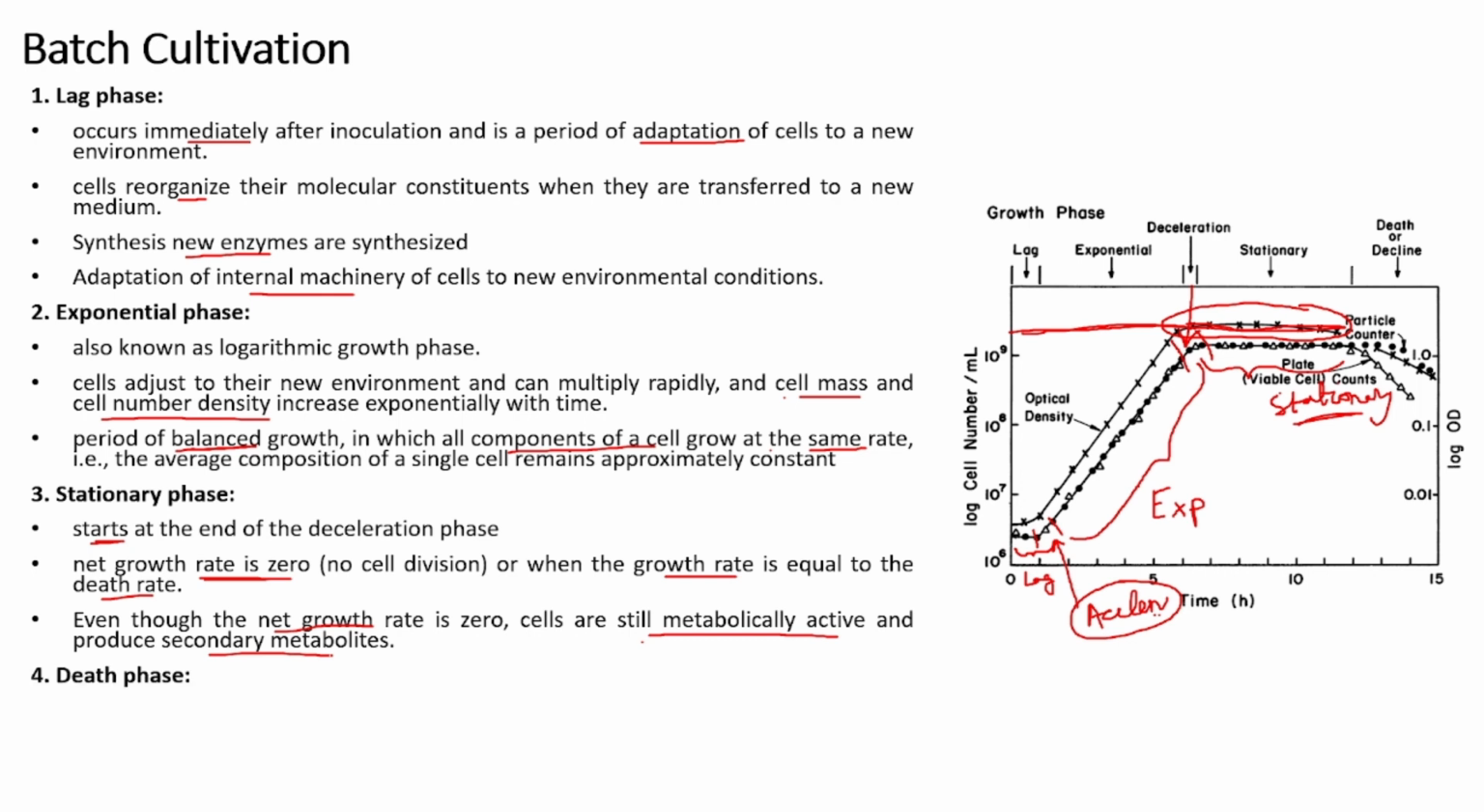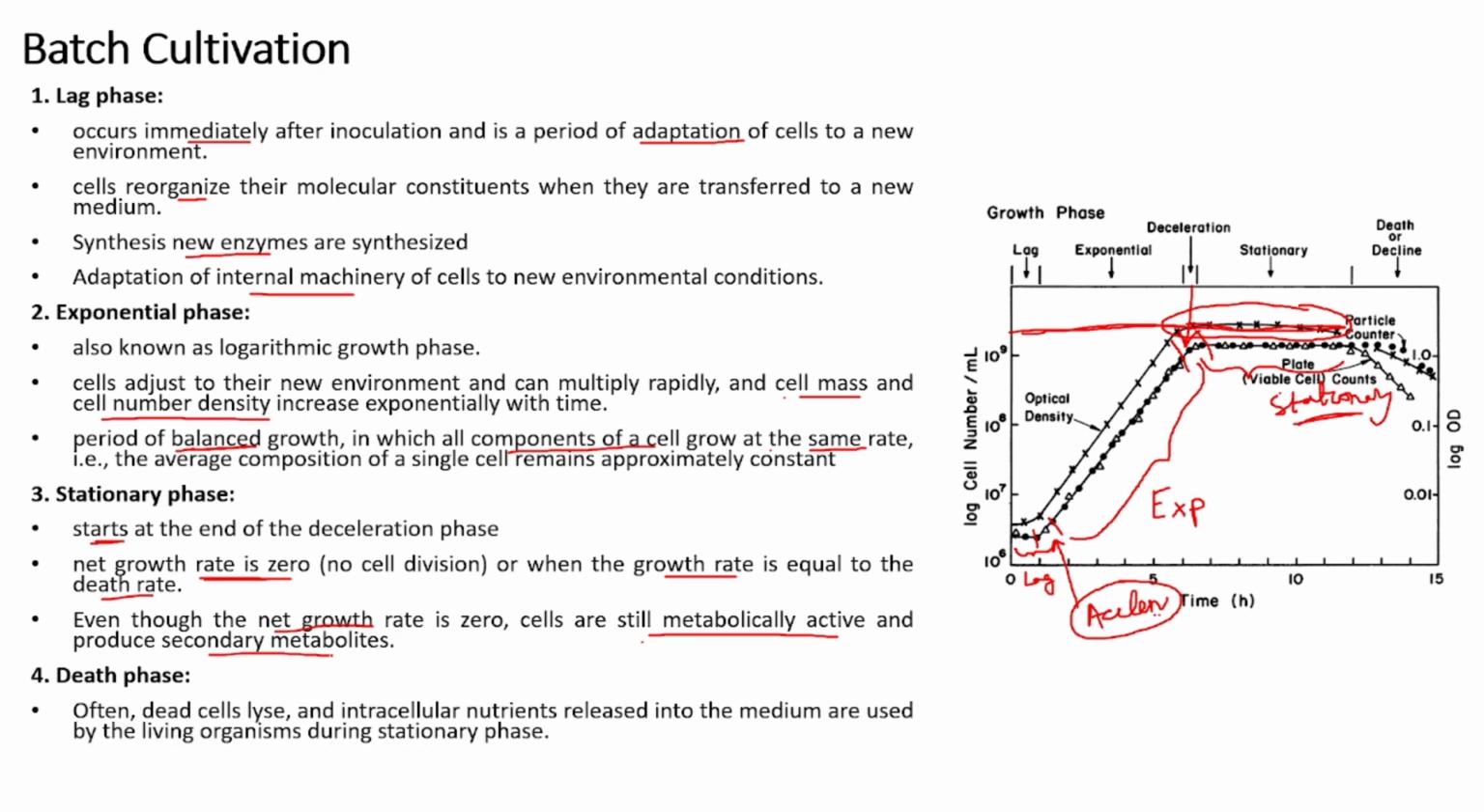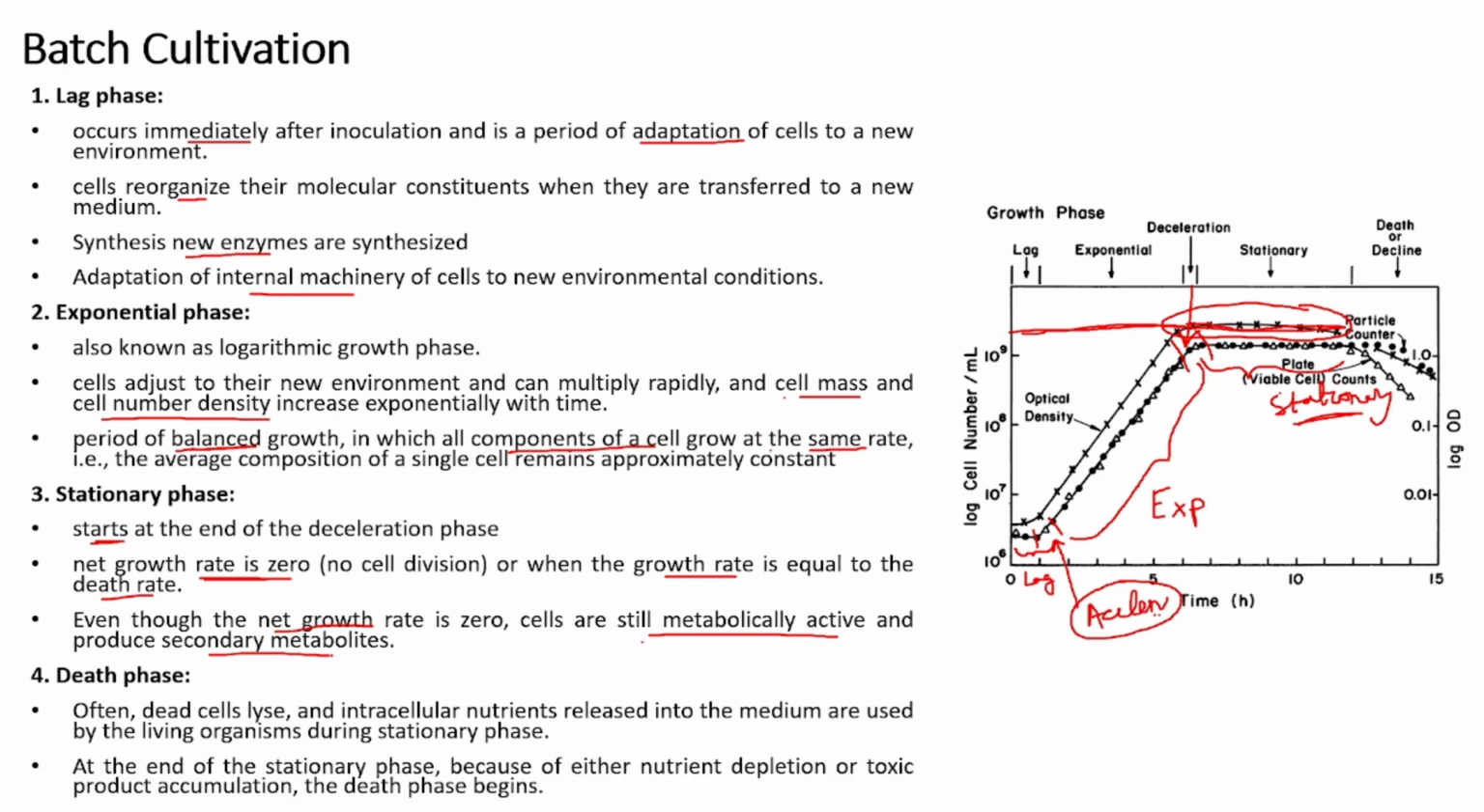After the stationary phase comes the death phase, in which the dead cells lie and intracellular nutrients are released into the medium. This basically happens because of the release of some toxic end products from the cells, or because of nutrient depletion. So what happens when you grow the cells for a long period of time is that the cells utilize the nutrients.